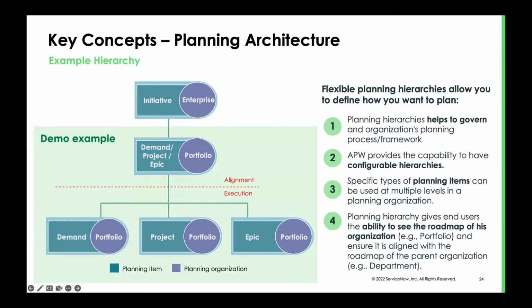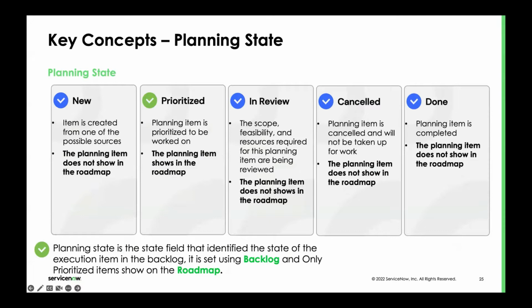So another key concept is planning state. Think about all the information that sits in project, demand and epic. And depending on your integration, what you pull, all this information comes into APW. Well, that could be an awful lot of information, right? You can imagine, maybe thousands and thousands of records. Well, how do I work within APW to make sure that I'm looking at only what I want to work with?